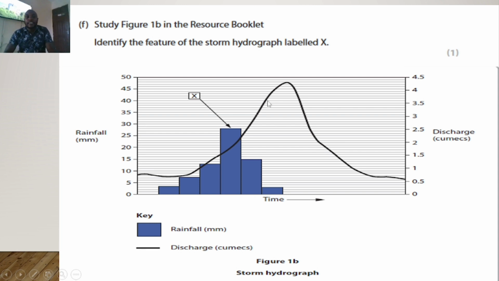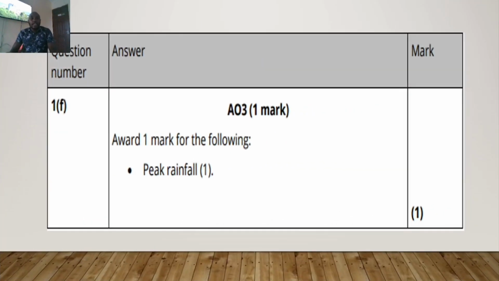Bravo, if you got it right. So this is the peak rainfall, and here you have the peak discharge. The time from here to here, the time in between, is the lag time. This is the rising limb. There is the falling limb. If you have another line here, it may indicate something like a normal flow or base flow. As easy as that. Is it hard? It's not hard, guys. The answer is peak rainfall.